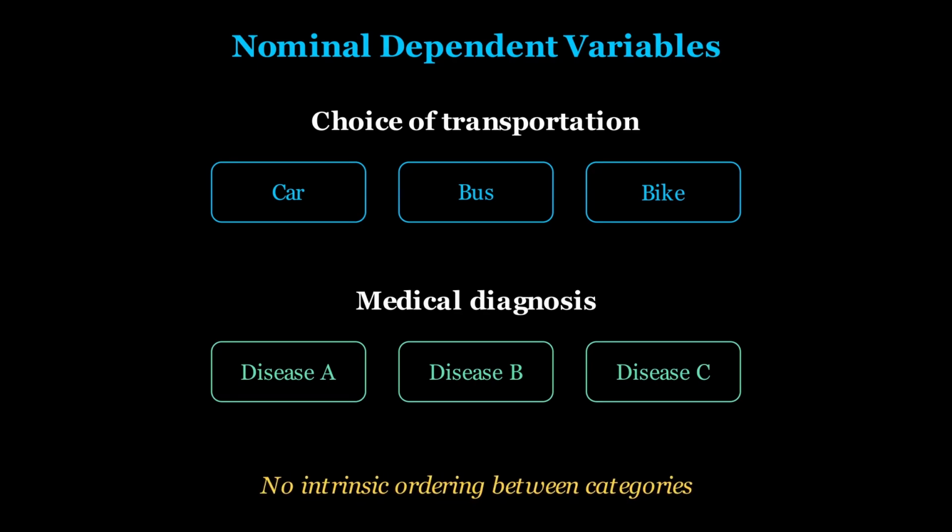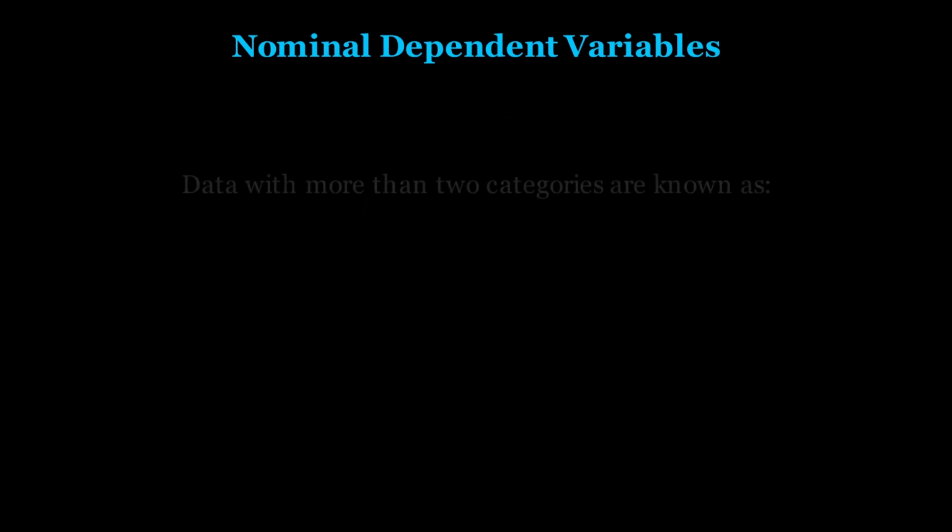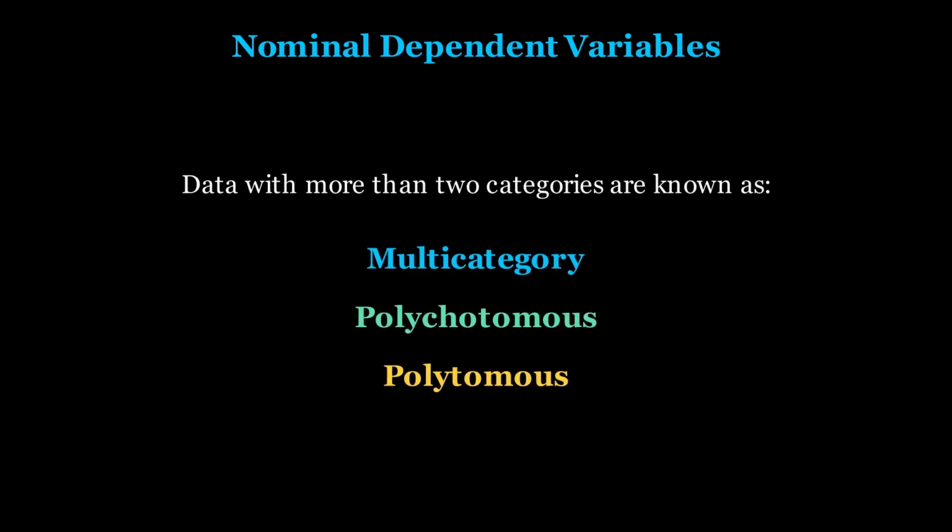To model this kind of data, we use multinomial models, which extend binary logistic regression to handle multiple categories. One quick terminology note. Data with more than two categories go by several names: multi-category, polycotomous, or polytomous. They all mean the same thing, and any of them can show up on the exam. Before we get to the models themselves, let's recall how we encode a qualitative variable with more than two levels.